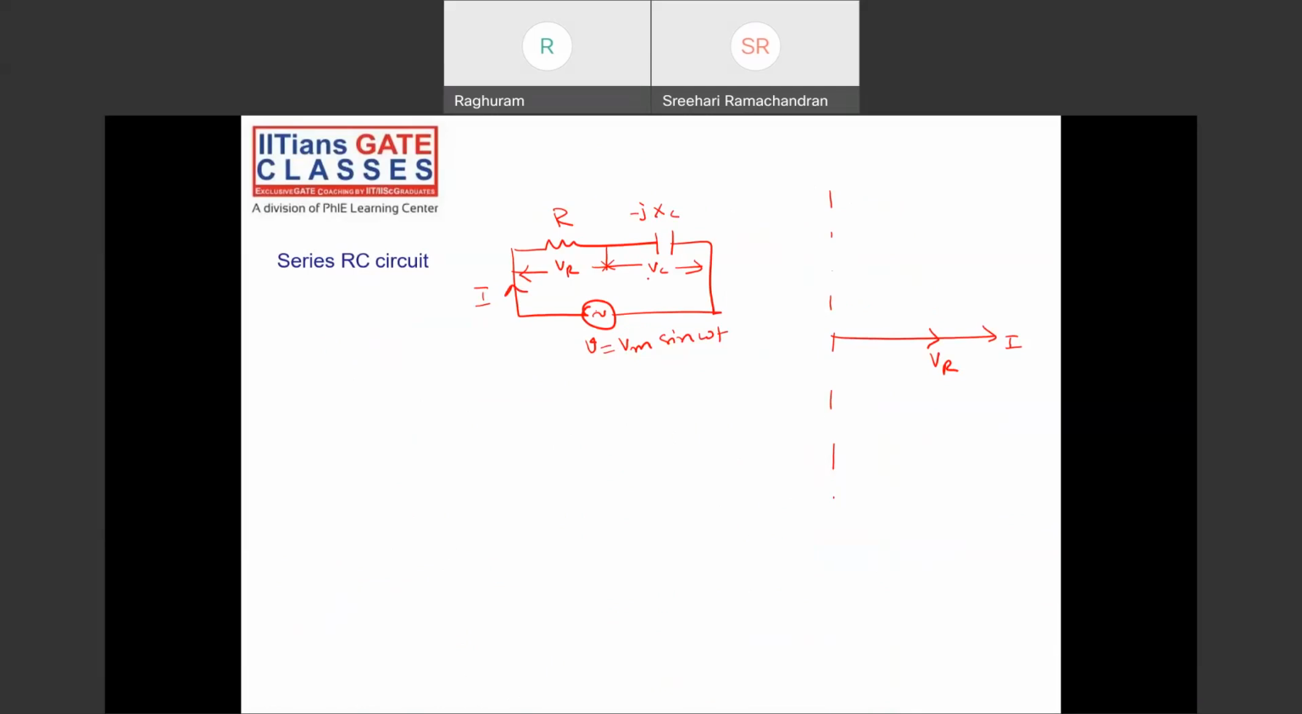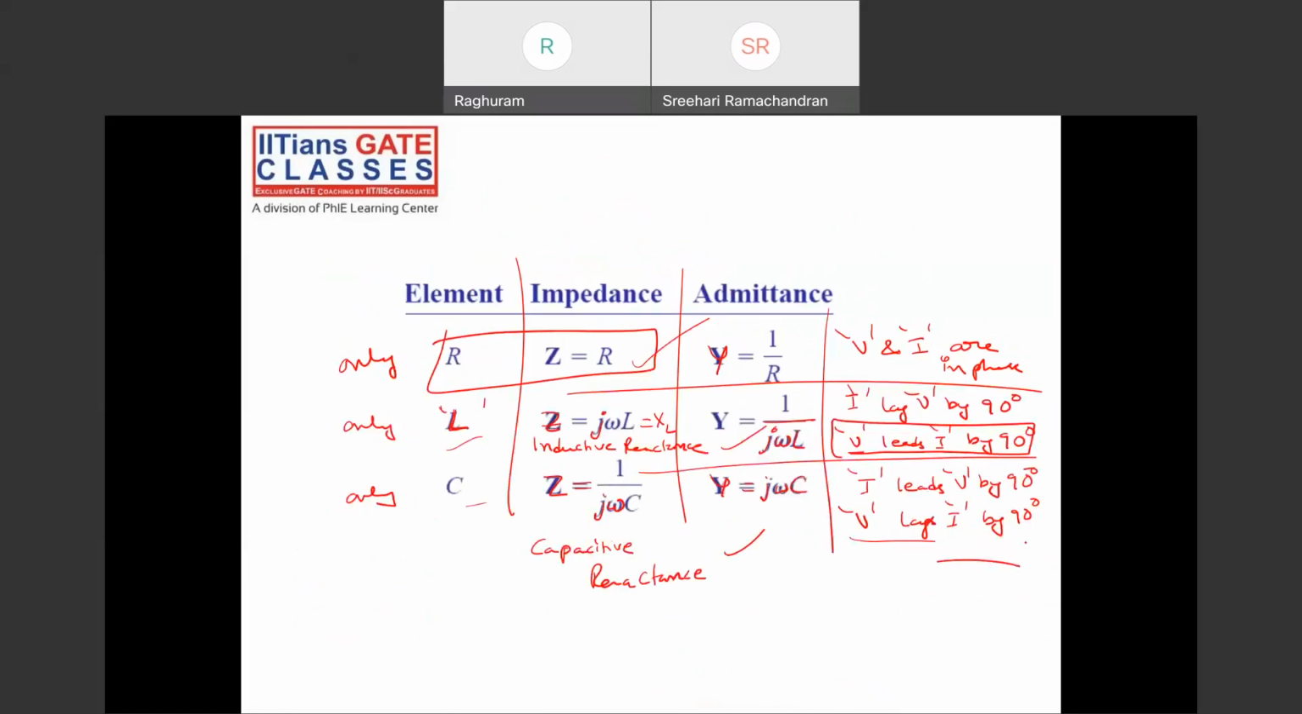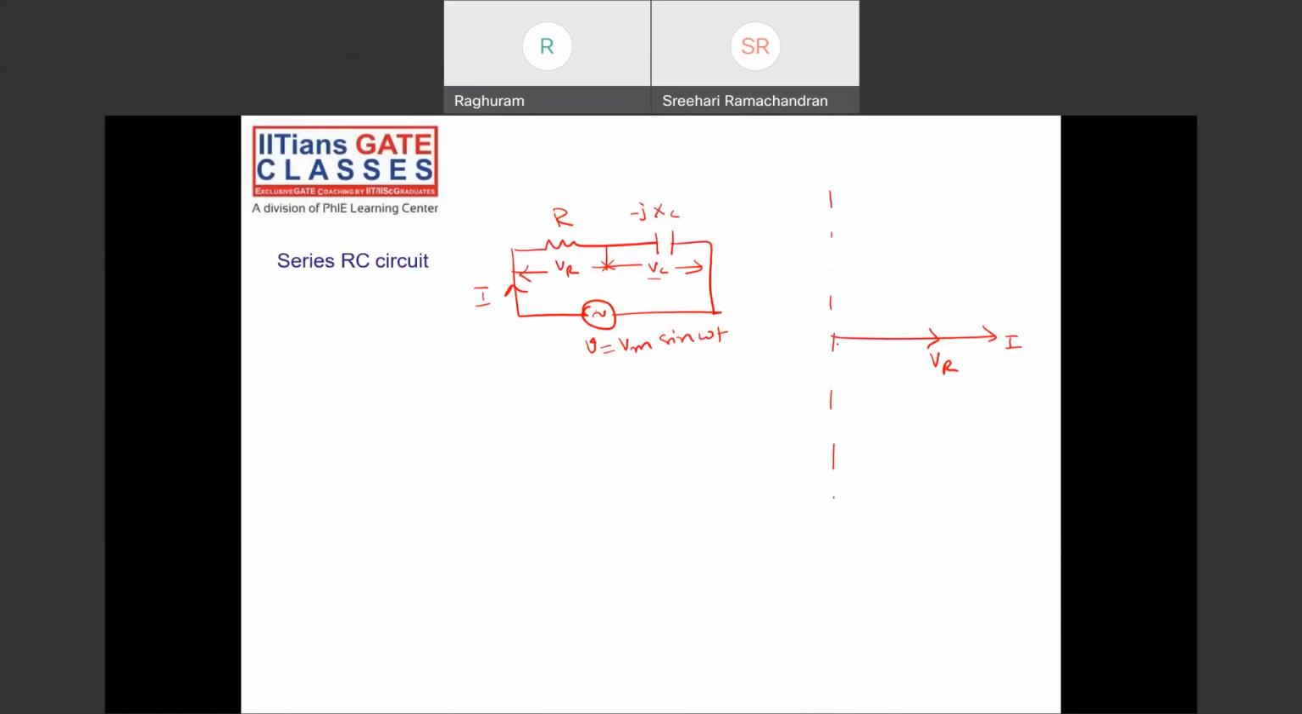What is VC with respect to I? Current through the capacitor and voltage: voltage lags. Remember, voltage lags I by 90 degrees. This is VC. The resultant is this one, and this is V, angle phi.